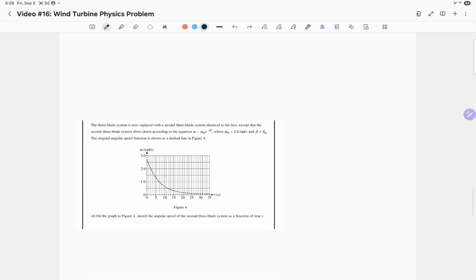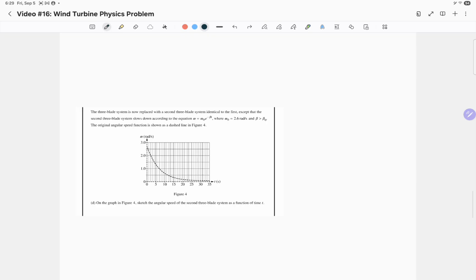But okay, we do have a part D. Womp womp. This stinks. Well, let's do it. I thought we were done. Okay. The three-buoy system is now replaced with a second three-buoy system, identical to the first, except that the second system now slows down according to the equation. This is pretty similar as before, where this stays the same, but that constant within the power is greater than what we had originally. They show the original one as a dashed line in the graph. Now we need to sketch the angular speed of the second system as a function of time t.